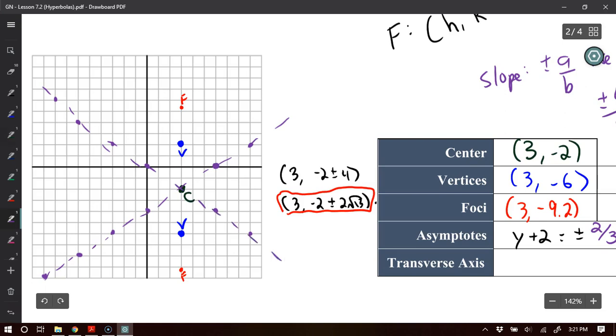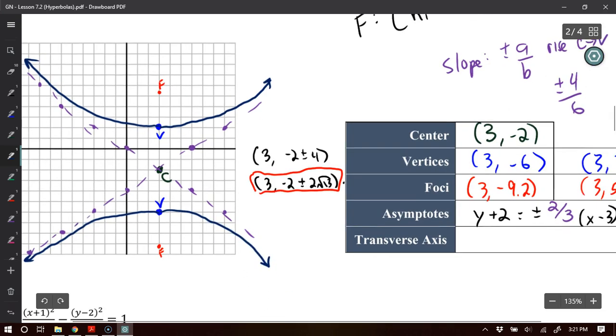When I go to graph, I am going to start at the vertex and stretch out to the asymptotes. It's not U-shaped. The further you go out, the closer it's going to get to those asymptotes.